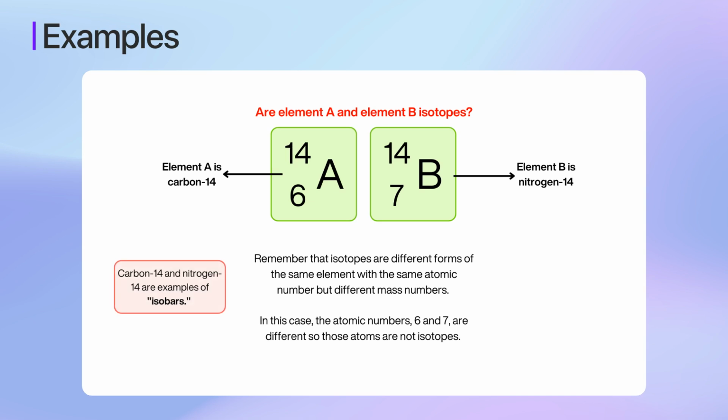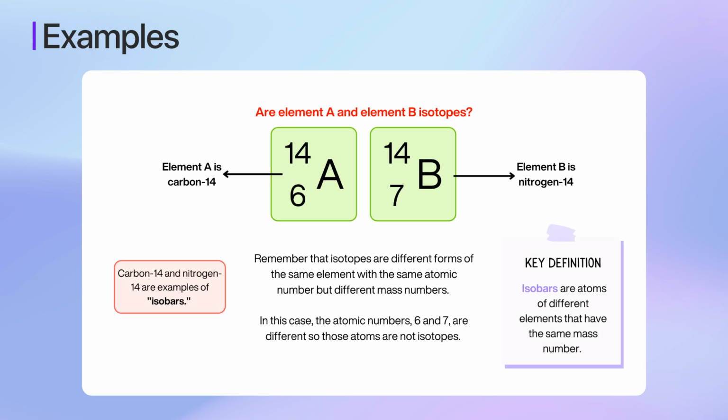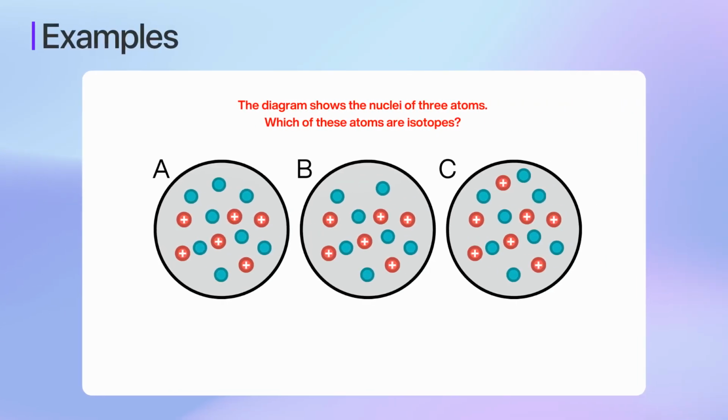Carbon-14 and nitrogen-14 are examples of isobars. Isobars are atoms of different elements that have the same mass number. In our final example, the diagram shows the nuclei of 3 atoms. Which of these atoms are isotopes?